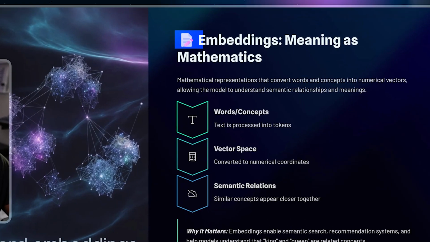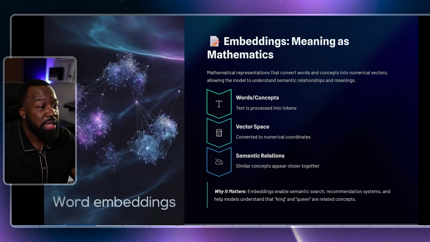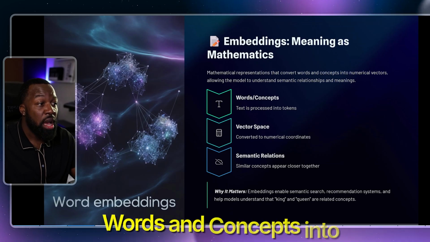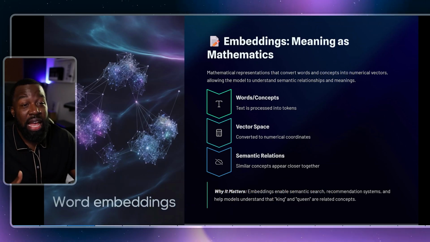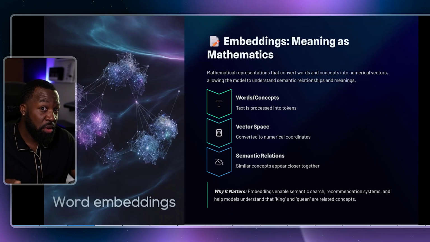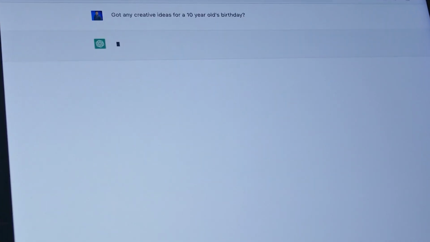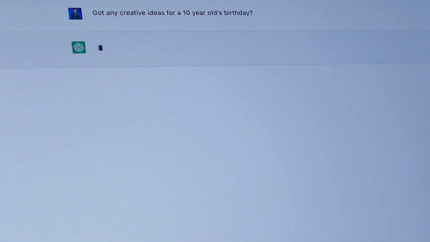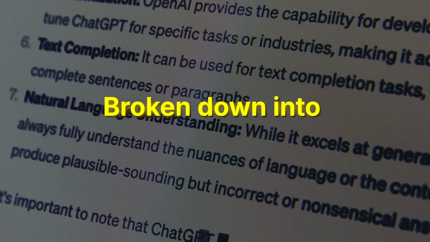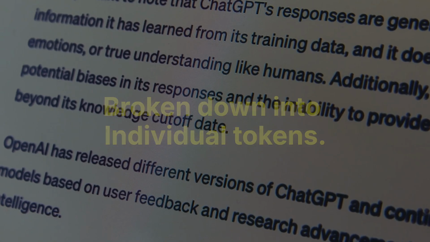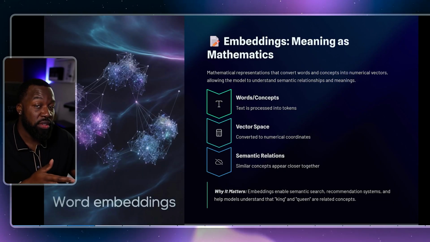Next up, we have embeddings, or meaning as mathematics. So an embedding is a mathematical representation of words and concepts into numerical vectors. This allows the model to understand semantic relationships and meanings. Let's walk through the process. When you submit a prompt to, let's say, ChatGPT, the words are broken down into individual tokens, as we just discussed. Those tokens are then embedded into a vector space.